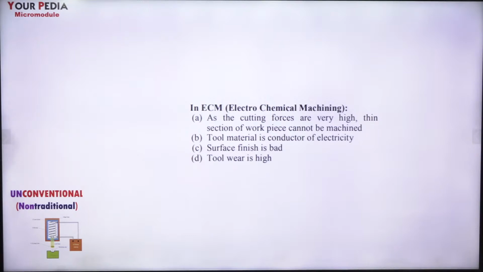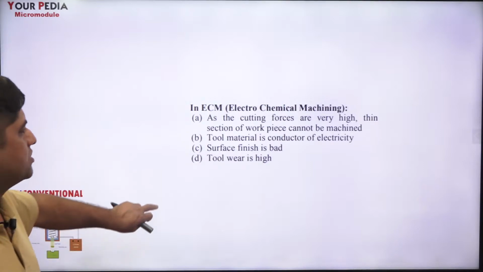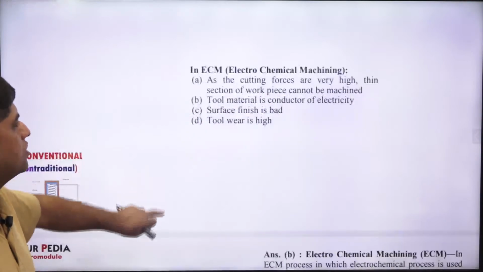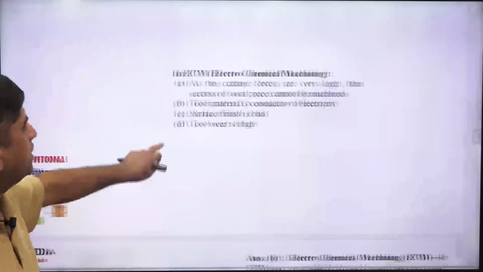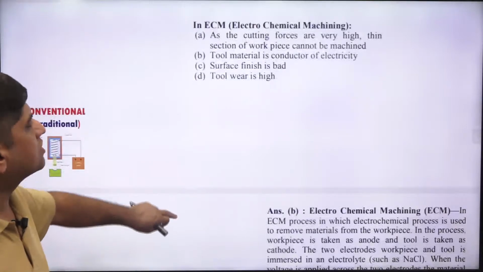Electrochemical machining. Which of the following is correct? Electrochemical machining, as cutting forces are very high, thin section of workpiece cannot be machined. Tool material is conductor of electricity. Electrochemical machining, surface finish is bad. Actually, surface finish is not bad. Tool wear is high. Okay, so which one do you think is correct? So B is correct: tool material is conductor of electricity.